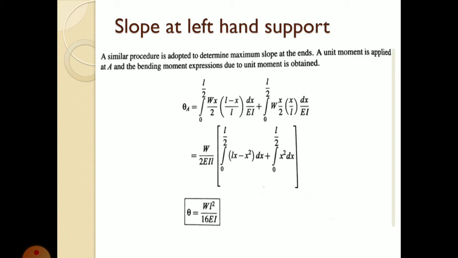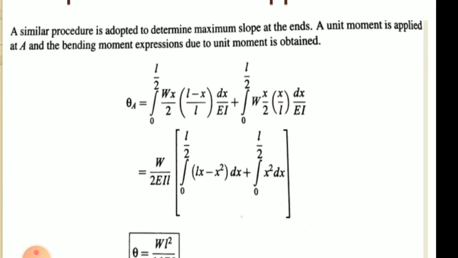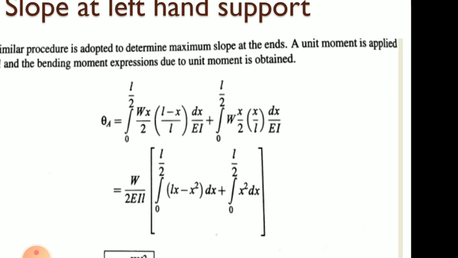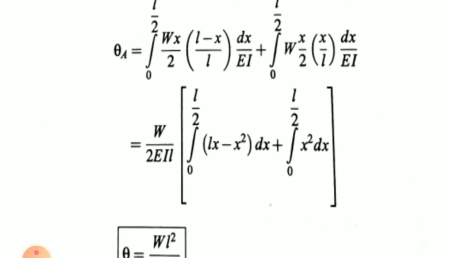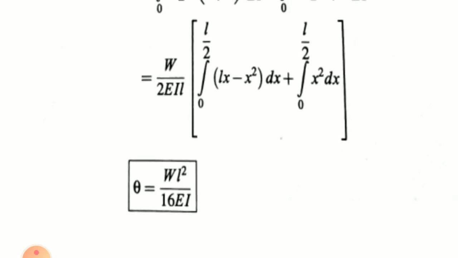Similarly, for slope at the left hand support, applying a unit moment at A, we get theta A will be equal to WL square by 16 EI.